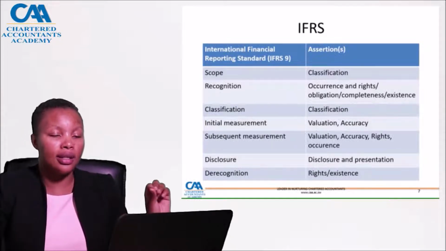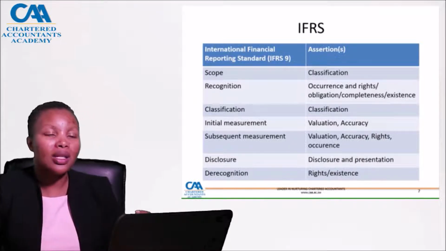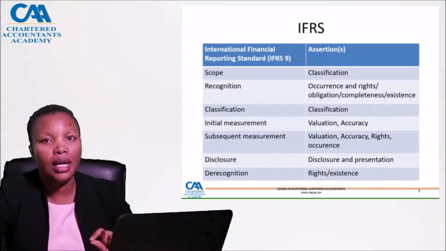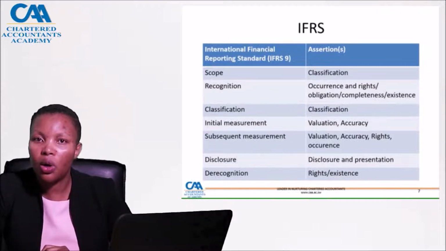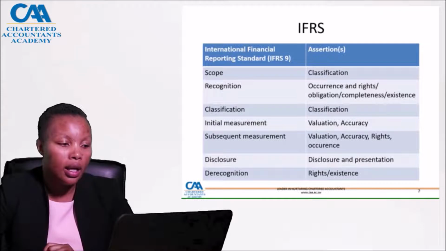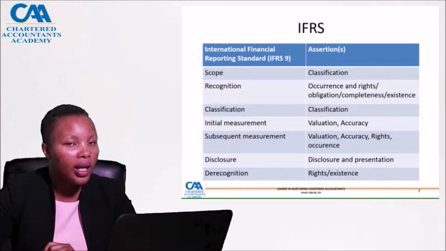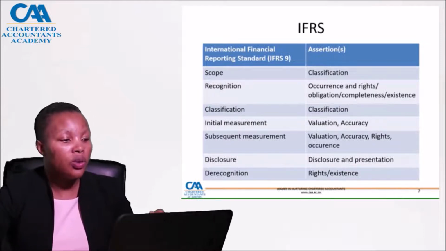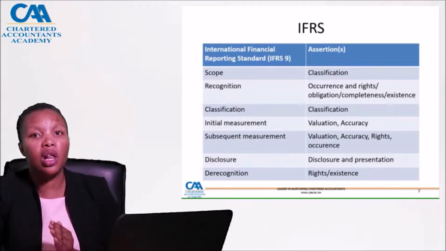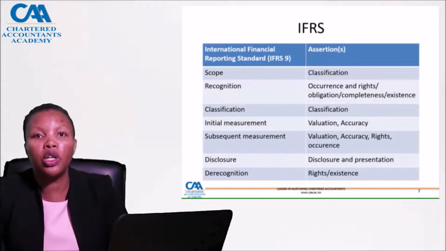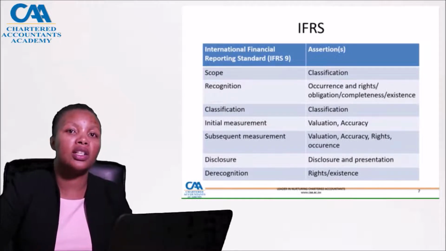So those are the assertions that deal with recognition. After you've recognized, we are also saying, let us classify it. Is it correctly classified as inventory? Therefore, we've got the assertion to say it is correctly classified. We've got the classification assertion. It is not anything else. It is inventory. Therefore, it is correctly classified. Once we've ticked scope, we've ticked recognition, we've ticked classification, we move on to initial measurement. At what amount are we going to be measuring? And that's when your valuation and accuracy assertions come in.